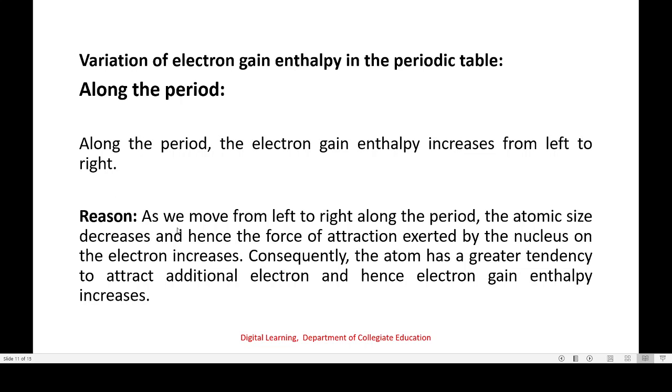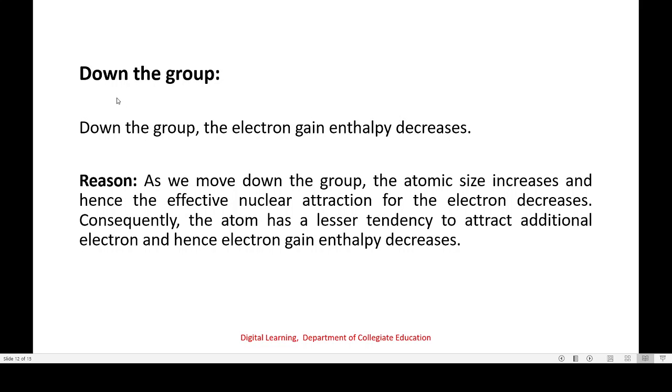right. As we move from left to right along the period, the atomic size decreases and hence the force of attraction exerted by the nucleus on the electron increases. Consequently, the atom has a greater tendency to attract an additional electron and hence the electron gain enthalpy increases along the period. Now coming to down the group, the electron gain enthalpy decreases.